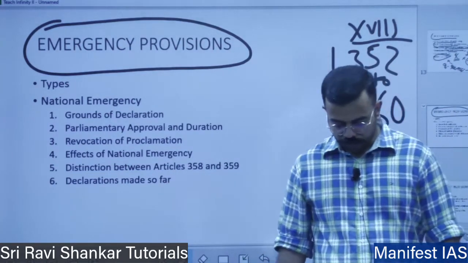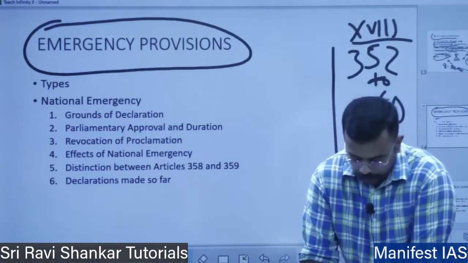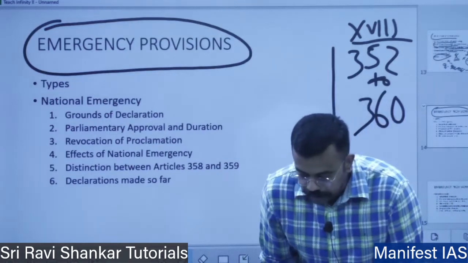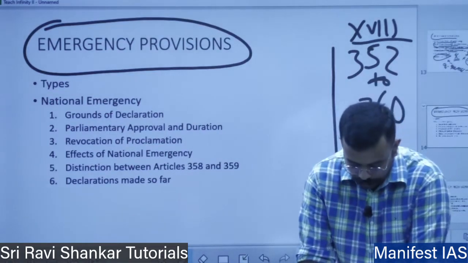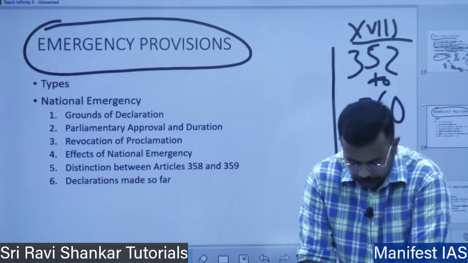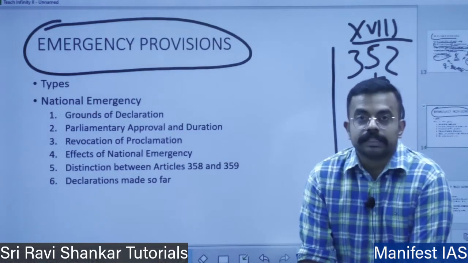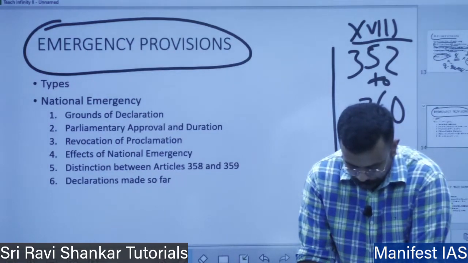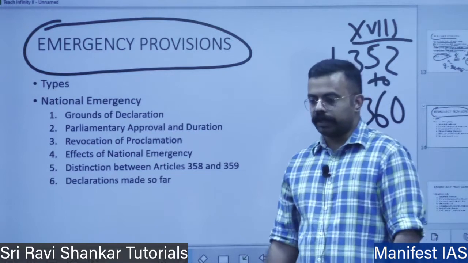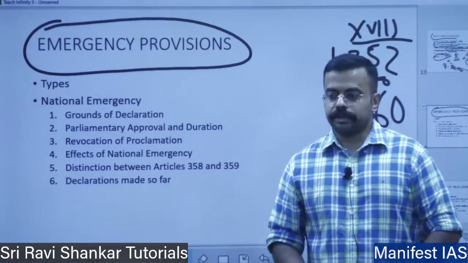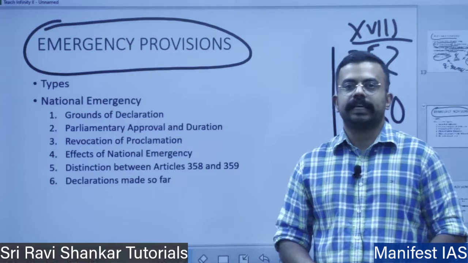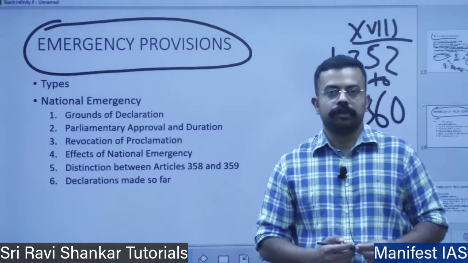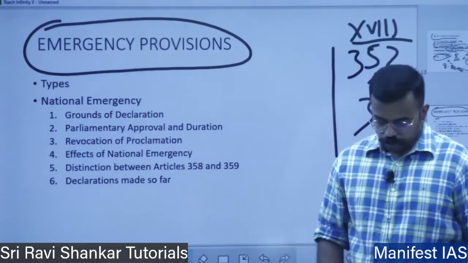The part number is not so important. However, the emergency articles are important. So what is the rationale behind including the provisions of emergency in the Indian Constitution? There was various debate. So what did Dr. Ambedkar ji, who is the chief architect of the Indian Constitution and also the chairman of the drafting committee, say about the inclusion of emergency provisions in the Constitution?